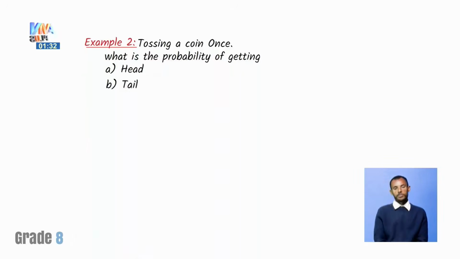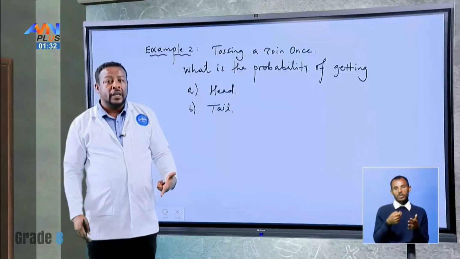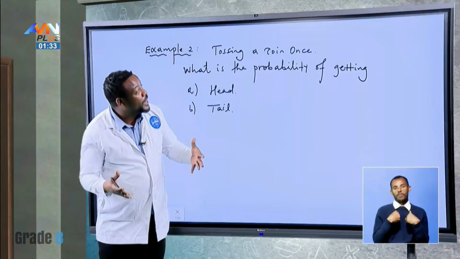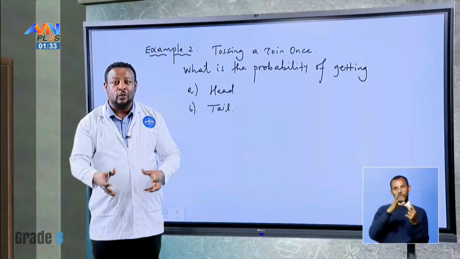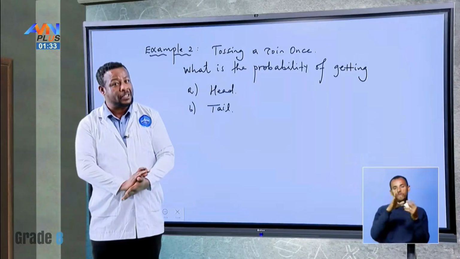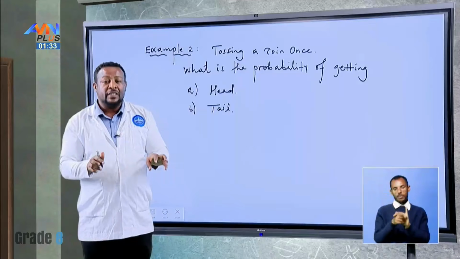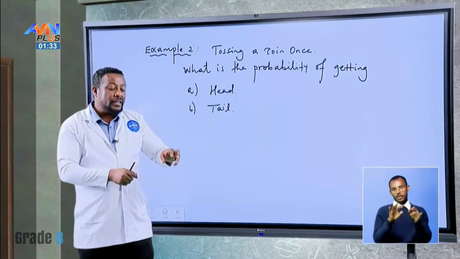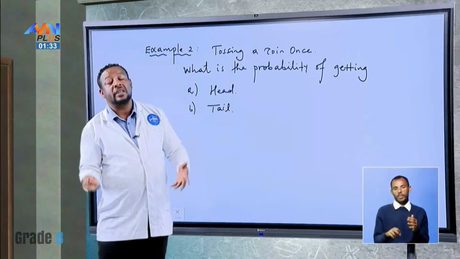Well, the experiment in this case is tossing a coin. In tossing a coin once, we have only two options. The collection of those two options will be our sample space. As we did in the previous example, the first thing you need to do is list out the sample space and the favorable outcome to calculate the probability of a certain event.